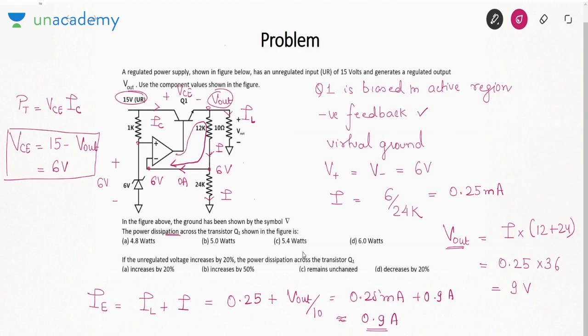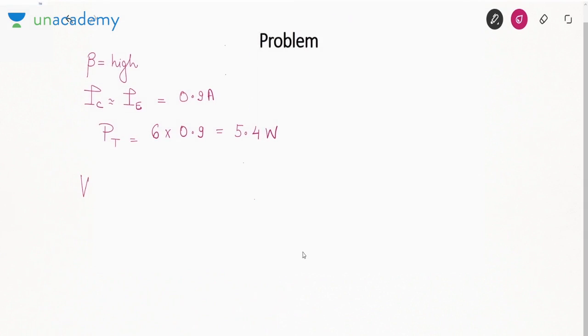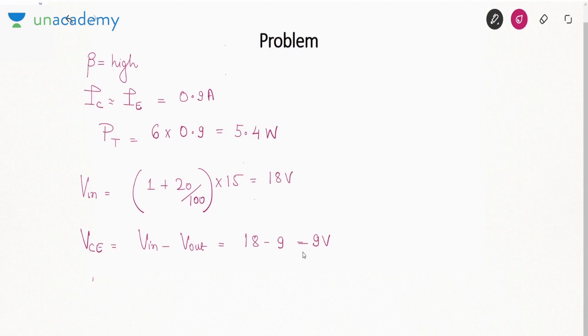See the next part of the same problem. If the unregulated voltage increases by 20%, find the power dissipation across Q1. So the input voltage becomes 20% higher. An increment of 20% in 15 volt is 18 volt. Then what about VCE? It is the input voltage minus the output voltage, 18 minus 9, that is 9 volt. So the power dissipation in the transistor is VCE into IC, 9 into 0.9, that is 8.1 watt.